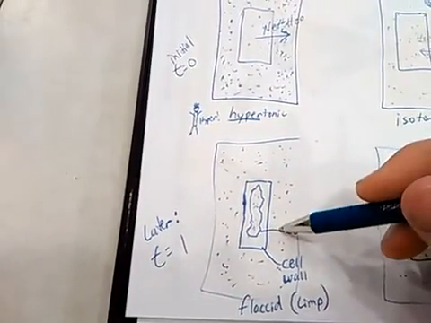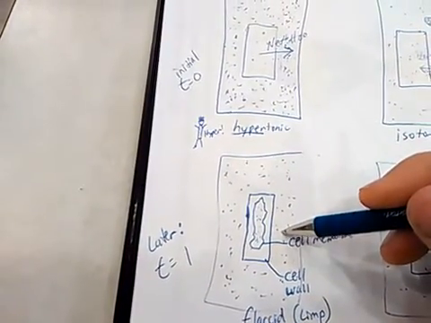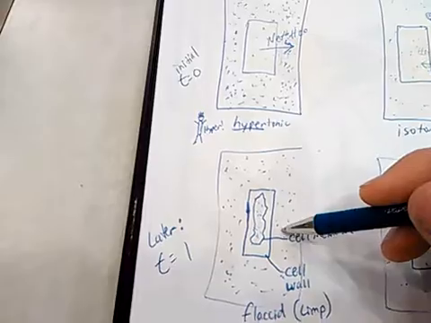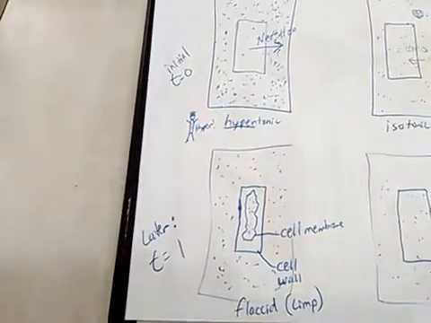Eventually, it will reach equilibrium because the concentration on the inside of the cell is equal to the concentration on the outside of the cell. And that's where we had the flaccid or limp carrots and potatoes. We couldn't crack them anymore.